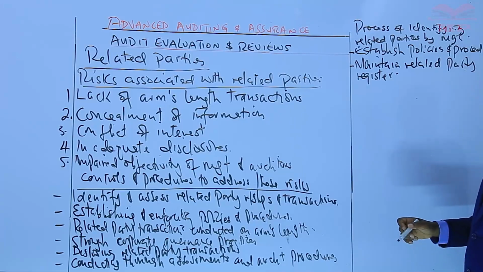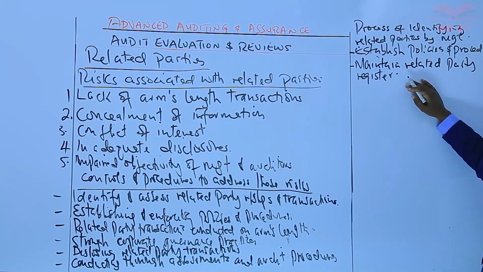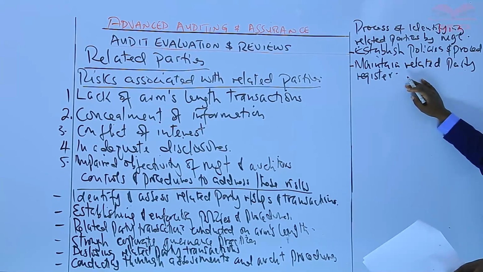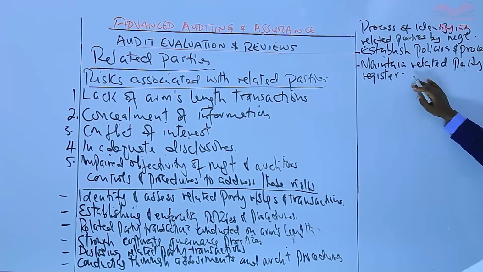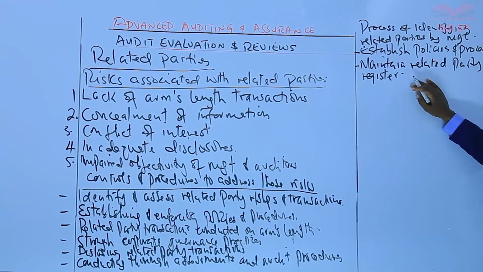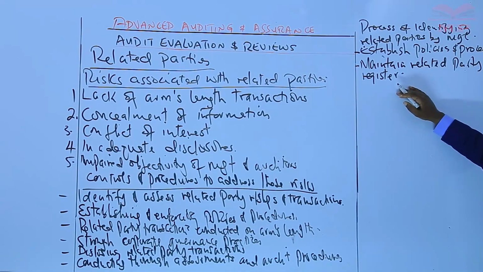Number 2, maintain a related party register. The management should maintain a centralized register or database to record and track related party relationships. The register should capture relevant information such as the name of the related party, the nature of the relationship, and any transactions or financial interests involving the related parties.